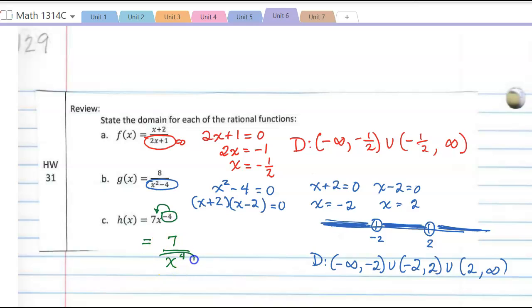So we can see that we're going to set the denominator equal to 0, just like we did above, and we'll find that x is equal to 0. So that means our domain for h of x will be every number from negative infinity to 0, and then, not including the 0, all the way to infinity.